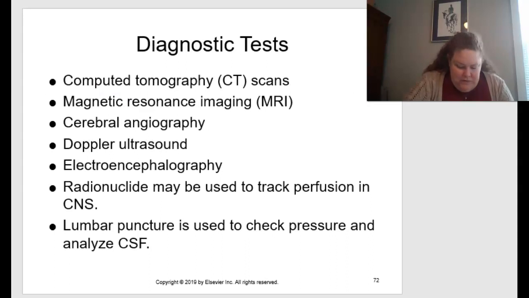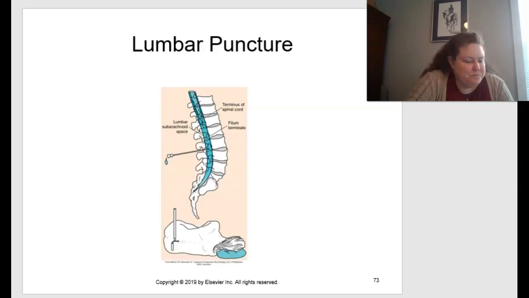So what are the different types of diagnostic tests that we can do? So this is on page 344 of your book. Well, we can do CT scans, we can do MRI scans, we can do cerebral angiography, you can use Doppler ultrasounds, you can use electroencephalography, and radionuclides can also be used to track perfusions of the central nervous system, and lumbar puncture is often used to check pressure and to analyze the cerebral spinal fluid.